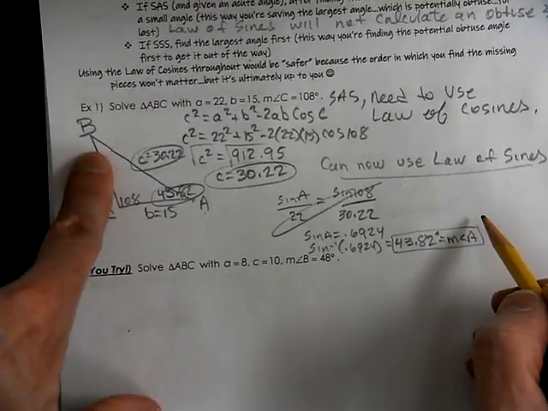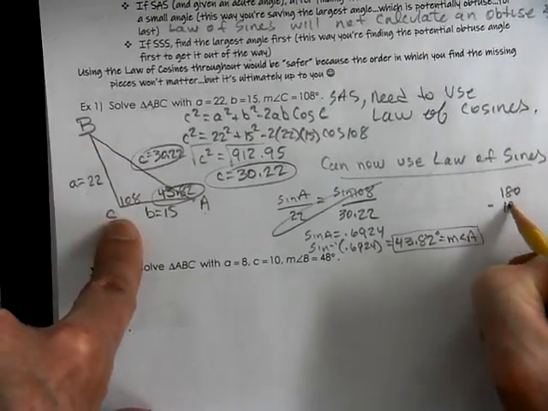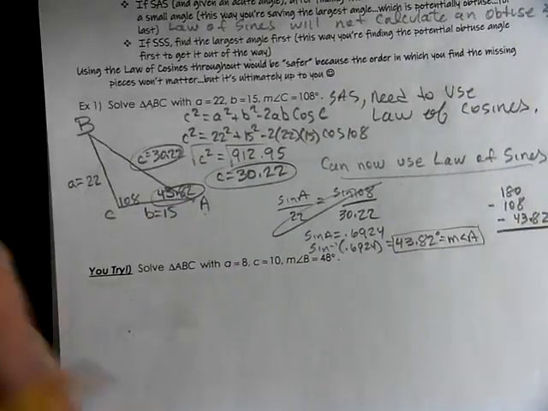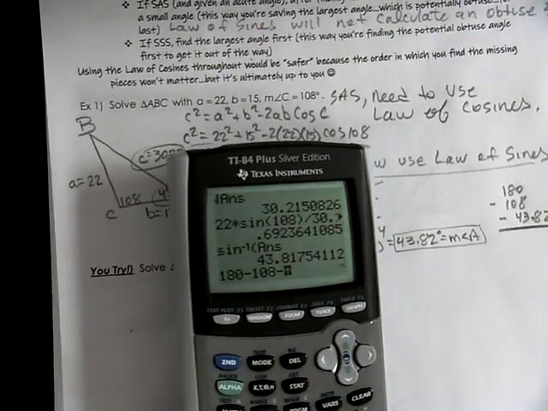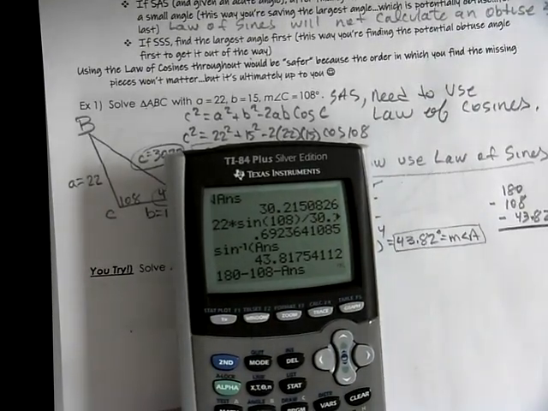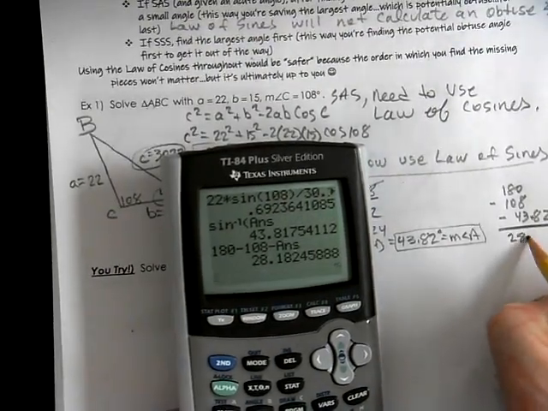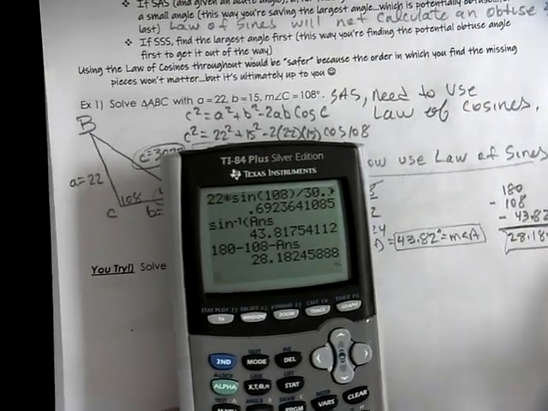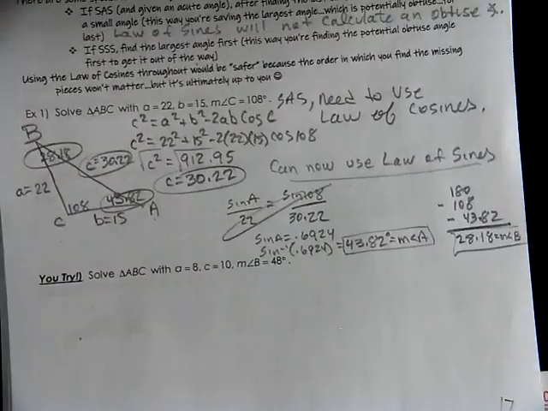Now we need to find the third angle, the missing angle. So we're going to say 180 minus 108 minus 43.82. So we take 180 minus 108 minus our previous answer, because that's just easier to type in, but you're welcome to type in 43.82 if you like, and you'll get 28.18, and that's the measurement of angle B. So we have 28.18. There we go.